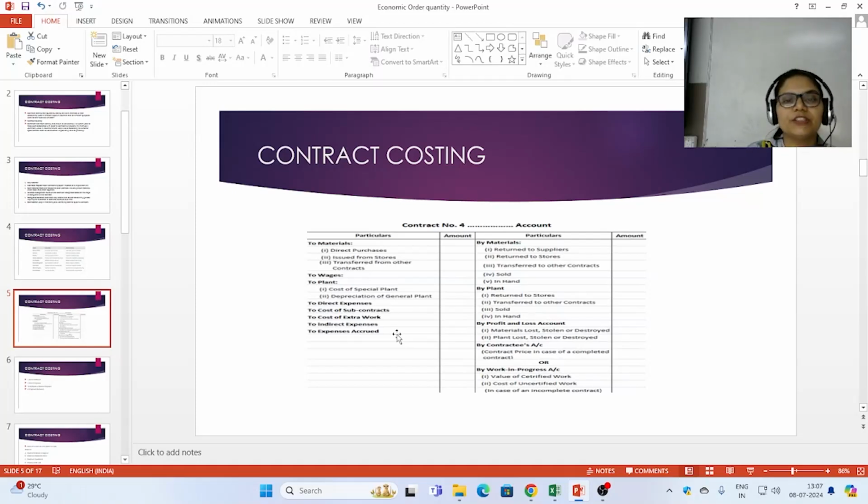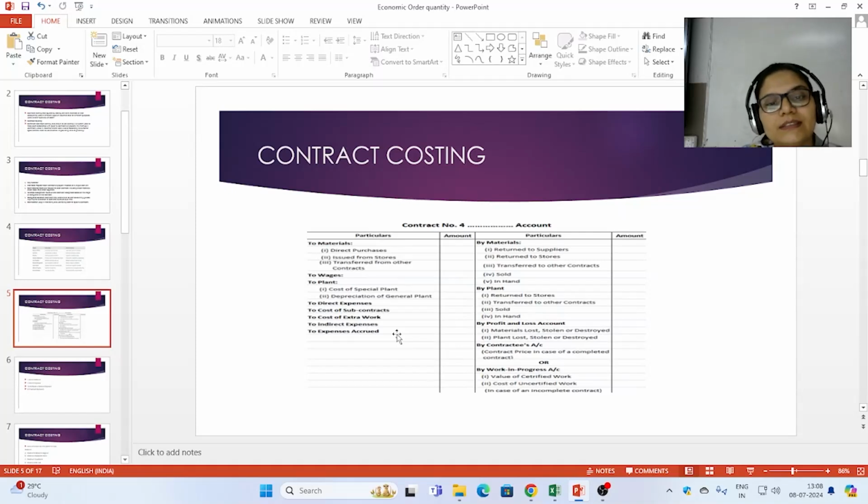Now, in this case, there are cost of a special plant and machine. What are these special plant and machine? For a specific contract, any plant purchased or issued from store which is to be used in certain contract for longer period of time, and there is a belief that these plants and machines will be exhausted during the duration of the contract. Then in such cases, the contract account is debited with entire cost of that particular plant and machine in the beginning of the contract.